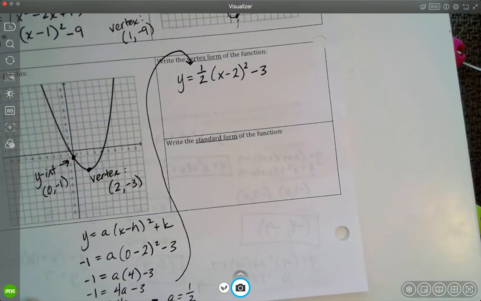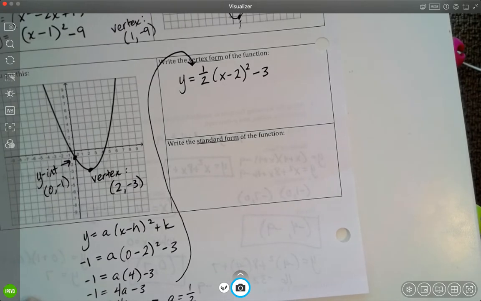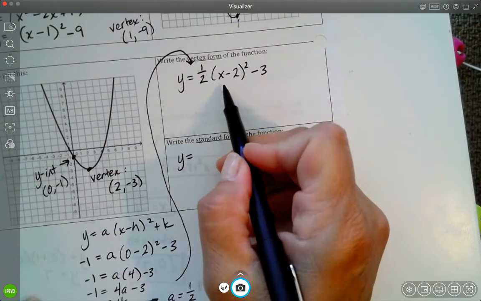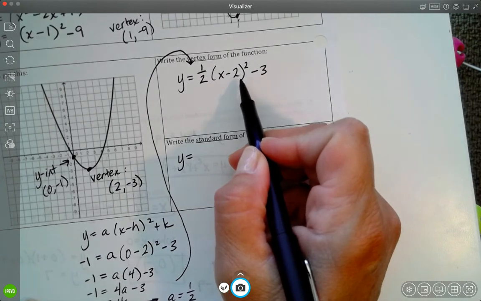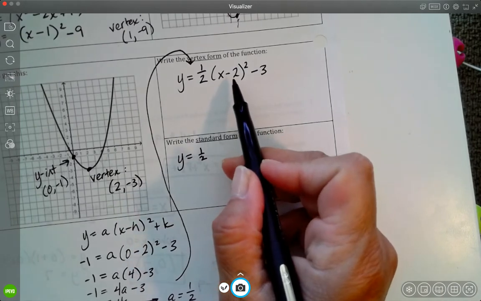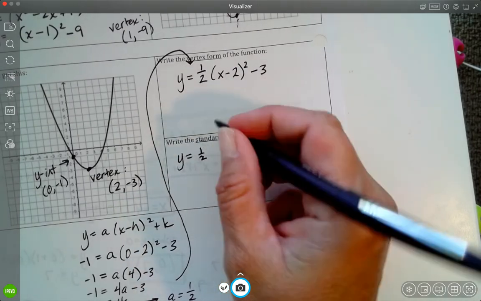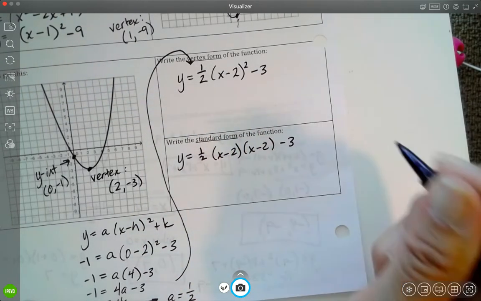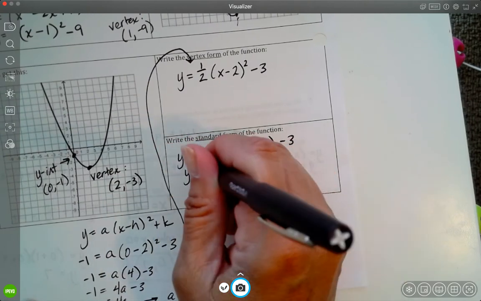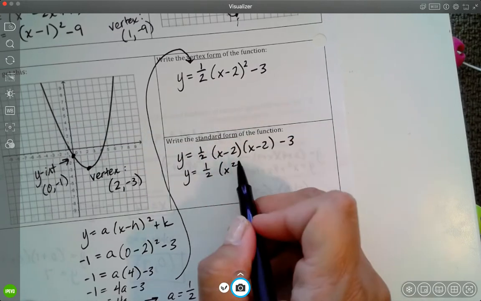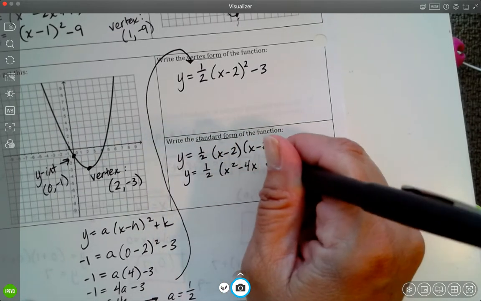All right. So now I want to write the standard form. We just did this on the warm-up. We went from vertex form to standard form. So I'm going to go ahead and start by writing this out, like the quantity x minus 2 squared. If you really are good at figuring out what perfect square trinomials are, then you don't really have to write it out. But just for the sake of not knowing how comfortable we are with this, I'll write it out. So y equals 1/2, and then this is x squared minus 4x plus 4 minus 3.